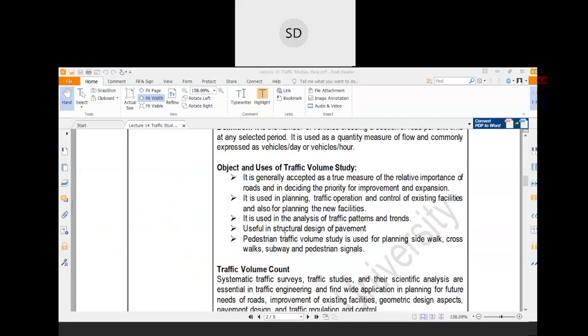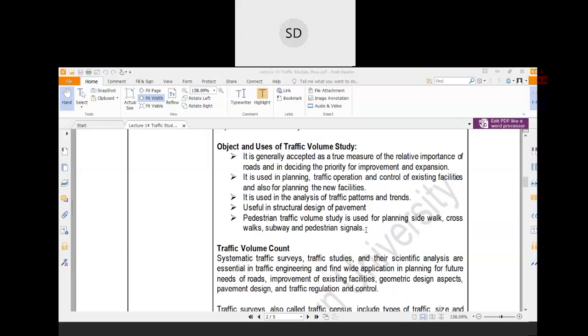Then it is used in the analysis of traffic patterns and trends. Then it is useful in structural design of the pavement. Structural design of the pavement is also important because through traffic volume we get to know what would be the maximum number of vehicles which would be present over there.